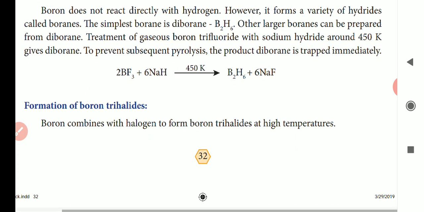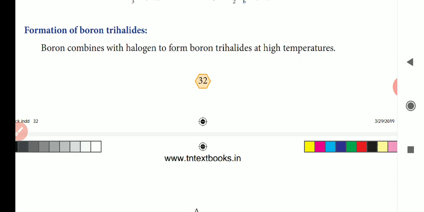Next, the formation of boron trihalides. How do they form? Boron combines with halogens to form boron trihalides at high temperatures, because boron is less reactive.